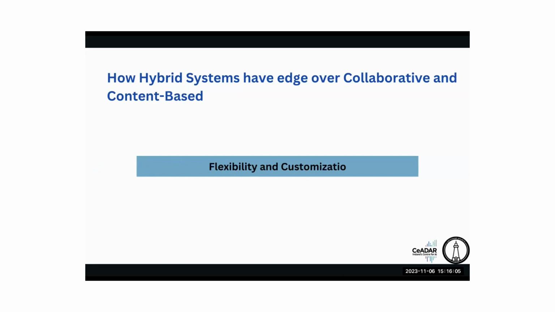And the next important thing is flexibility and customization. Hybrid systems offer flexibility in how different recommendation techniques are combined. This allows for customization based on the specific needs and characteristics of a specific application or domain. So we can customize and tailor based on our specific set of goals and objectives.